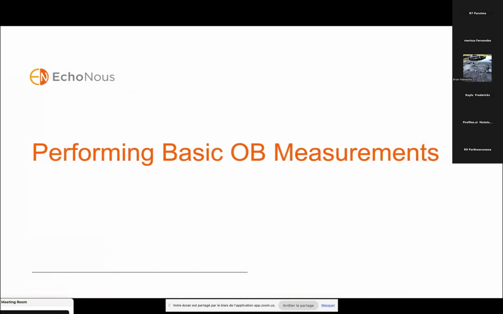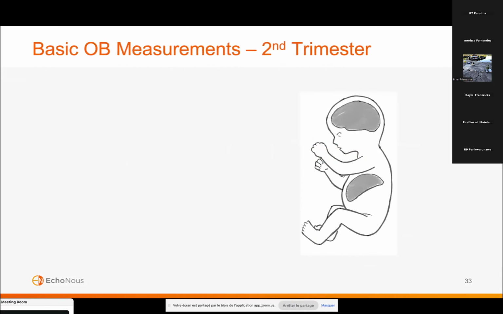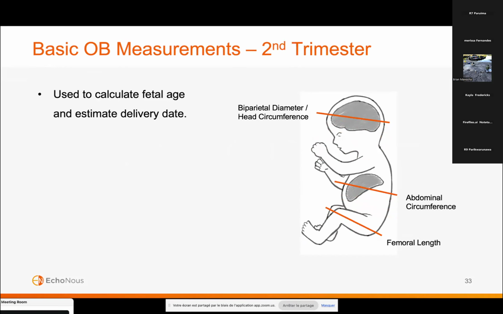Let's now see how to perform basic obstetric measurements. In the next slide, we will see how to measure the biparietal diameter and fetal head circumference, the abdominal circumference, and the femur length. As you know, these measurements are used to calculate fetal age and to estimate delivery date.